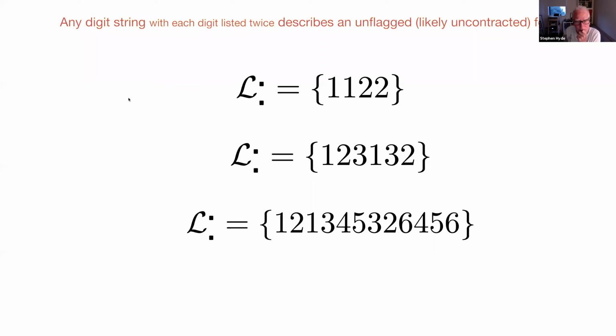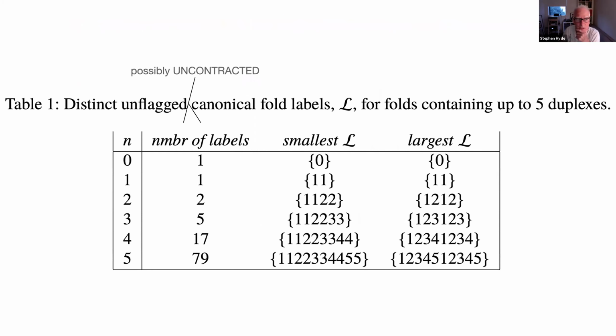So this is a nice way of looking at it because basically what it tells you is that any digit string, I can throw down any digit string where every digit occurs twice, is going to describe, in fact, a very likely uncontracted but a possible bare fold. So I can throw together any digits I want. And so that means that I can order them, for example, from smallest to greatest. So for example, if I have 0 ribbons, there's only one fold, which is that trivial empty fold. If I have 1 ribbon, there's only 1 fold. 2 ribbons, there's 2 folds, and so on. Up to 5 ribbons, there's 79 folds.